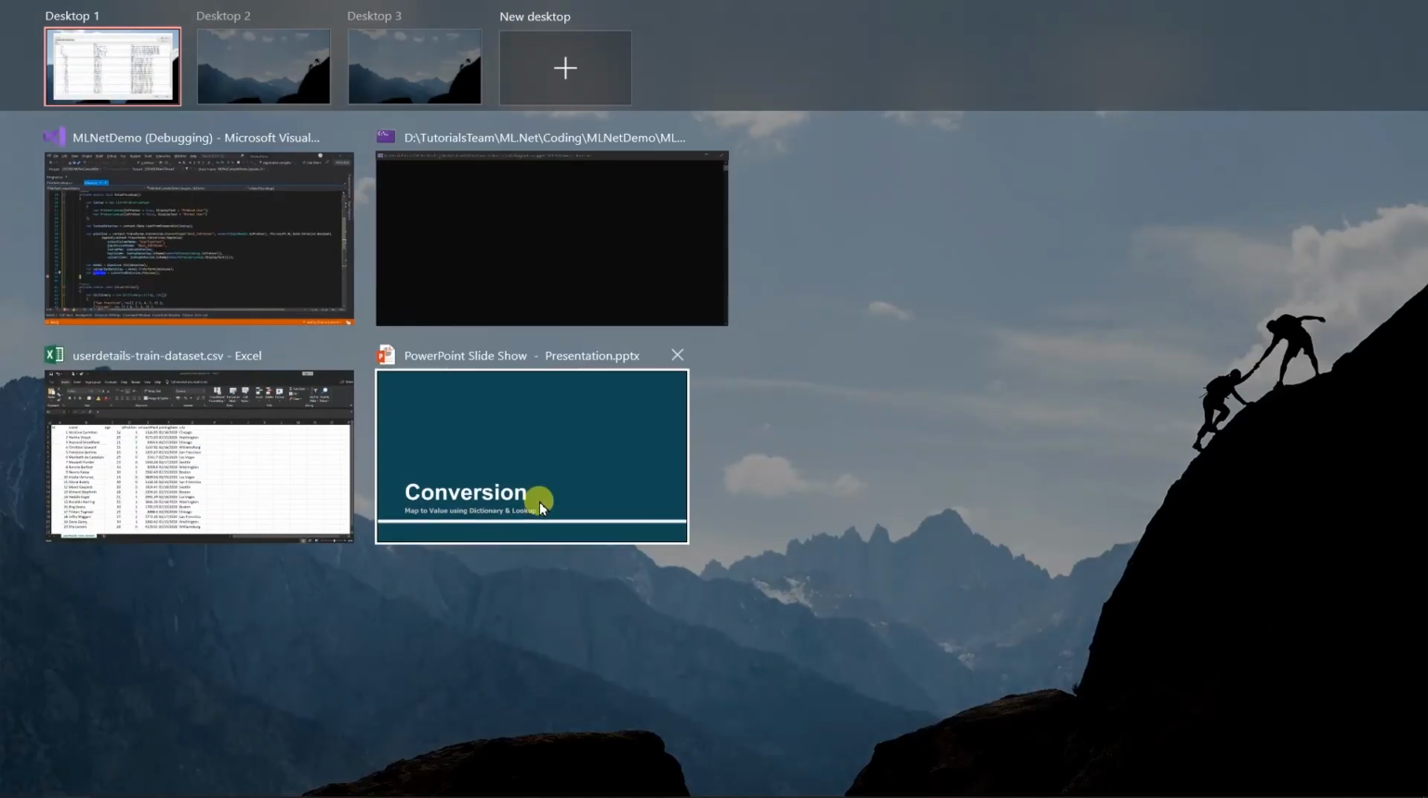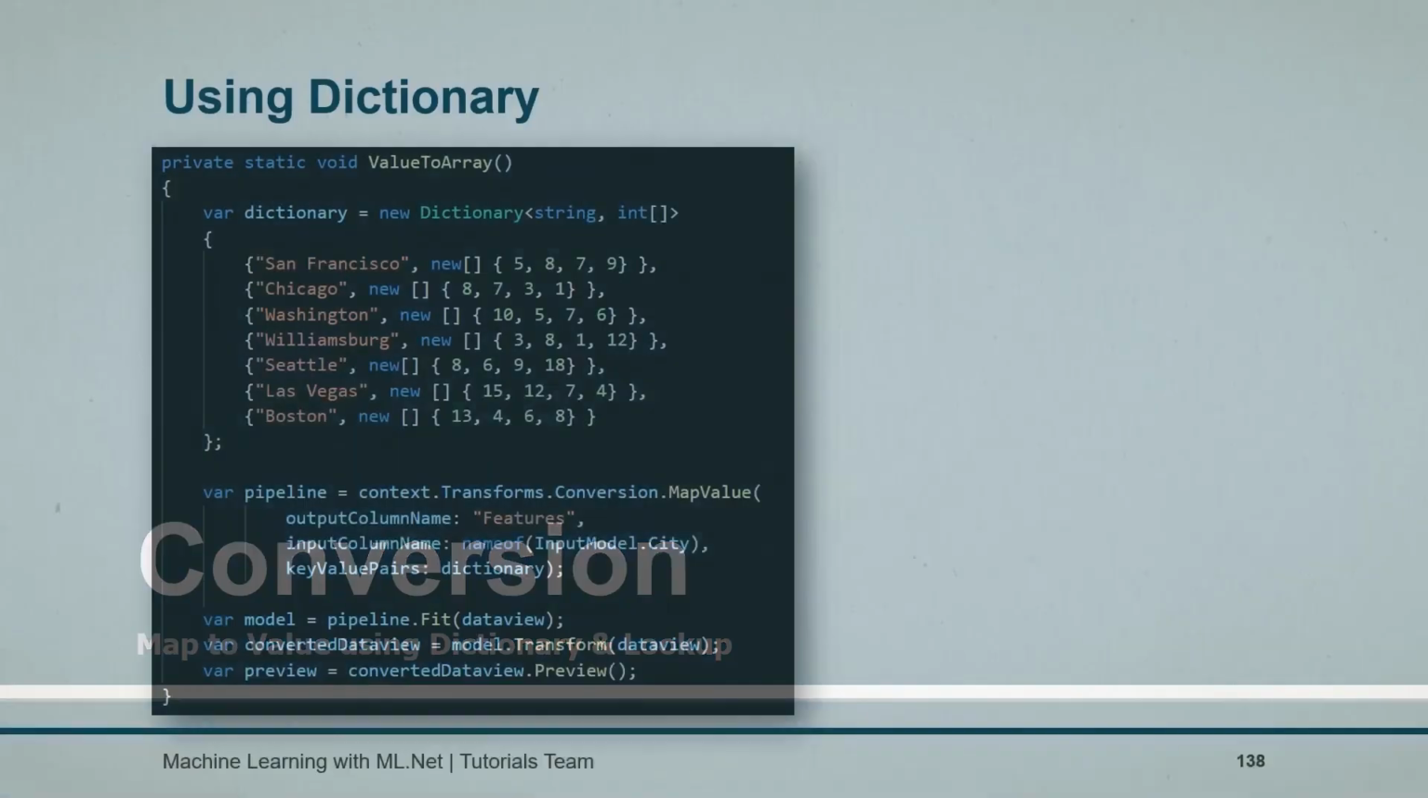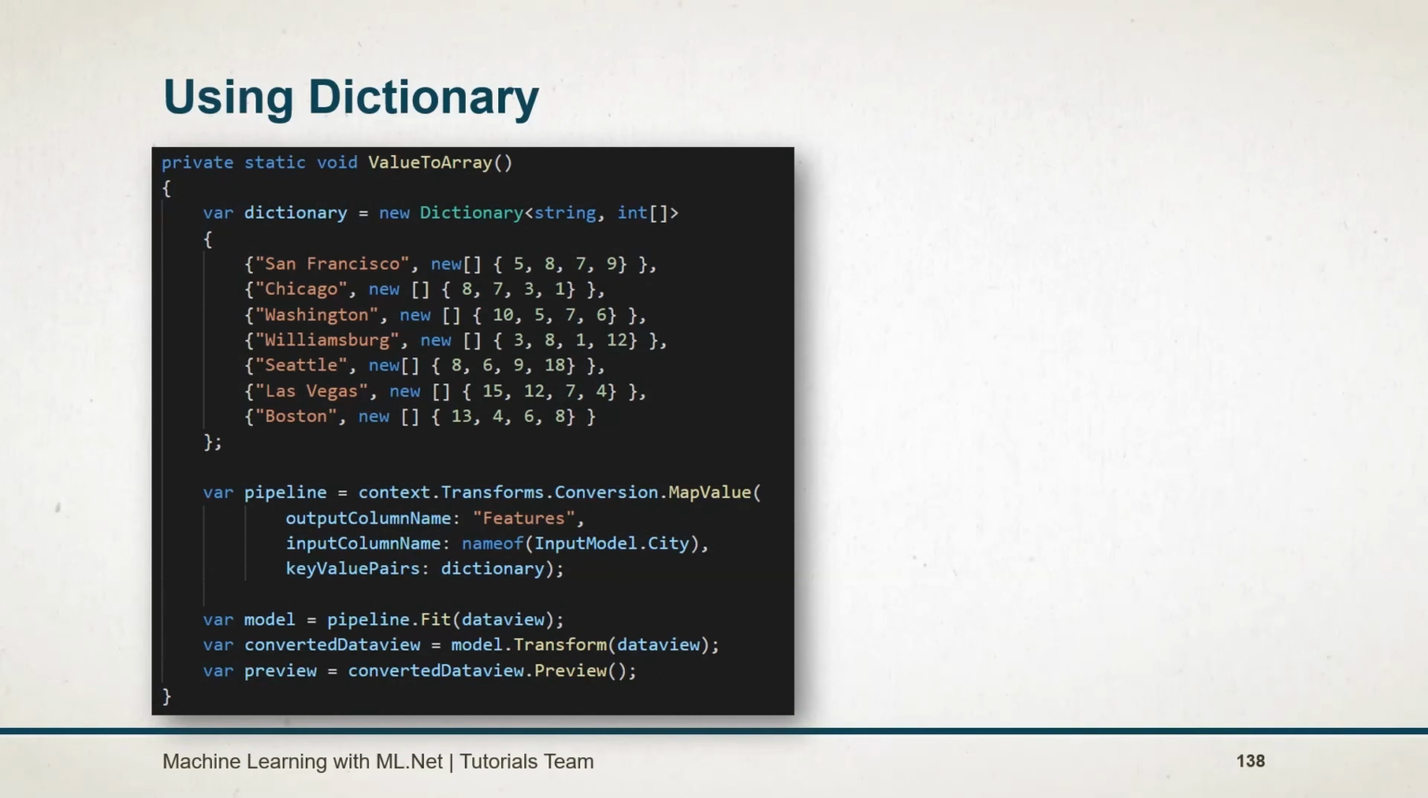Let's see what we have learned in this session. We can add an additional feature in the dataset based on an existing column. In this example, we have used the dictionary and specified the possible values in the key value pair. Note that the key must match with the value in the dataset. We need to use the MapValue method for creating the estimator.